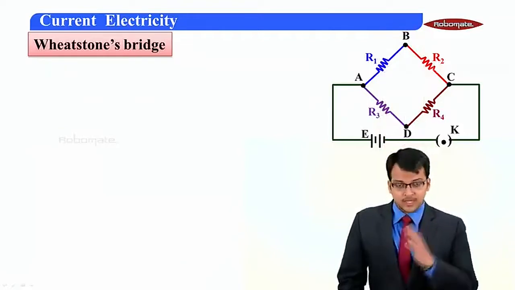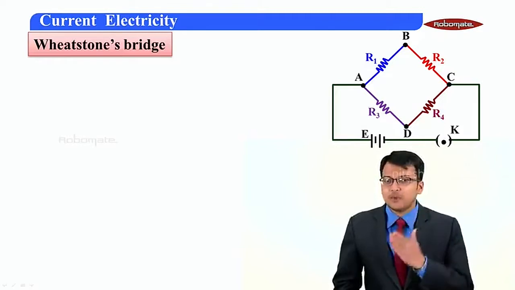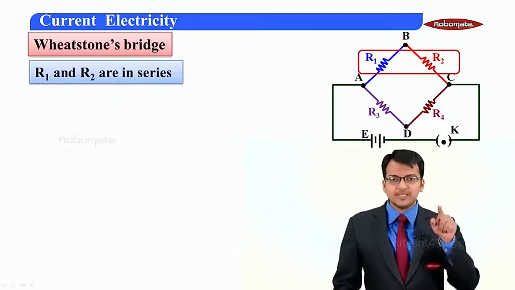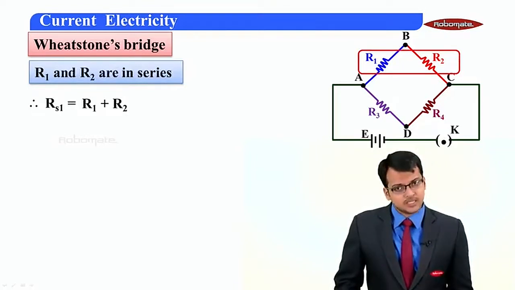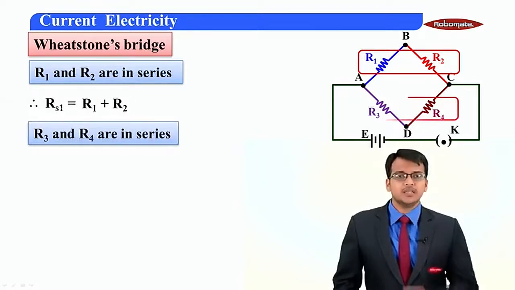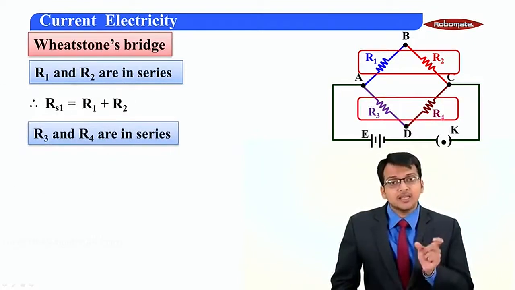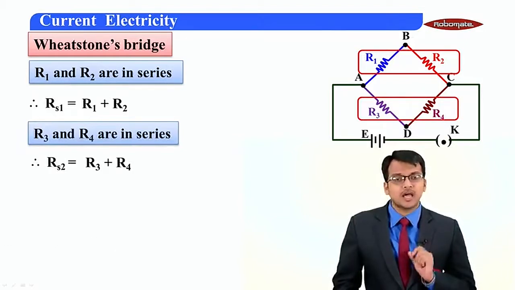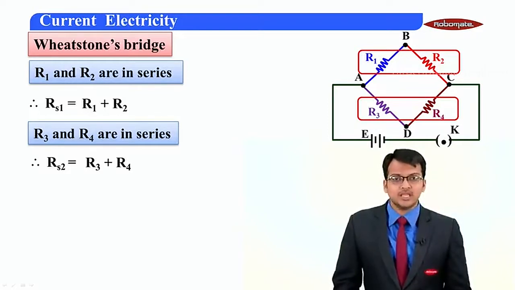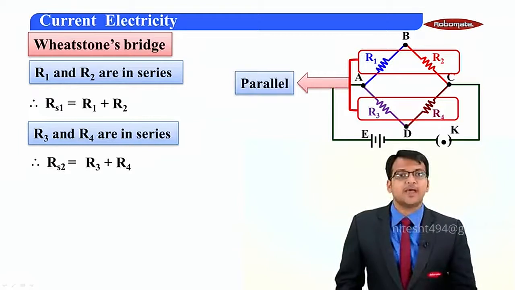Now, if I remove this Rg, can I find the total resistance between point A and C? Yes, it's very simple. Can you see in the branch ABC, R1 and R2 are in series. So the total will be R1 plus R2. Similarly, in the branch ADC, R3 and R4 are in series. Again, it's an addition, so the answer is R3 plus R4. And across point A and point C, these two equivalent resistances are actually in parallel.